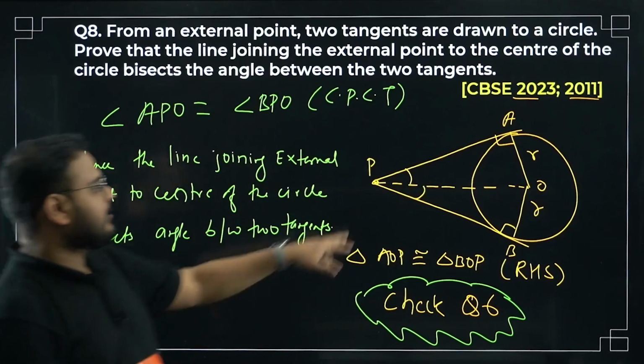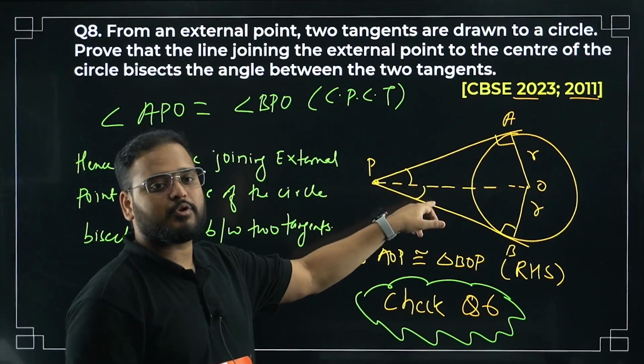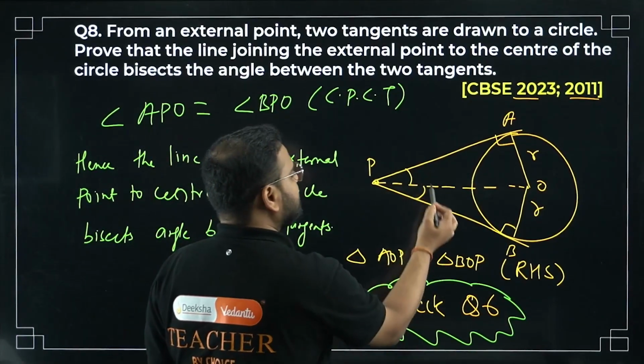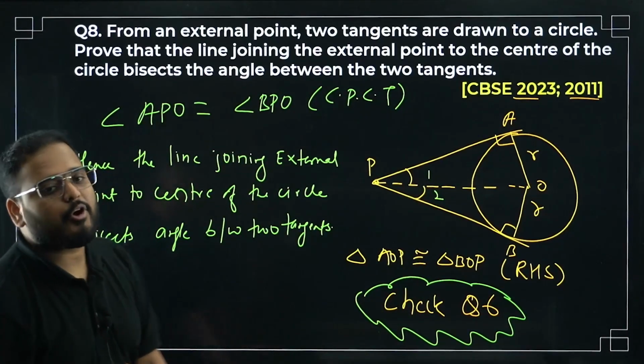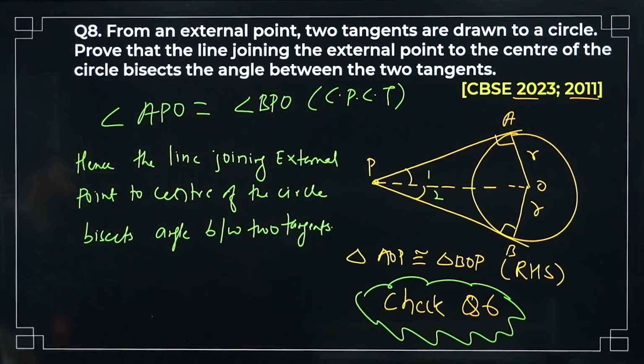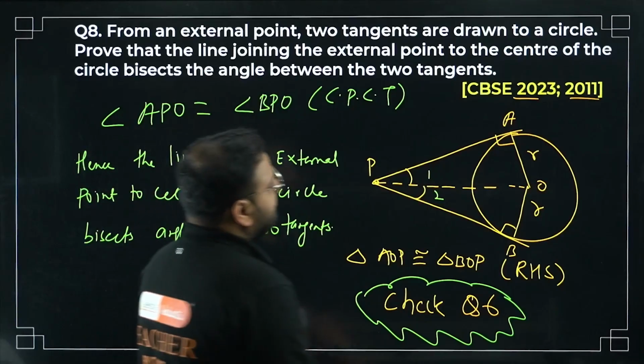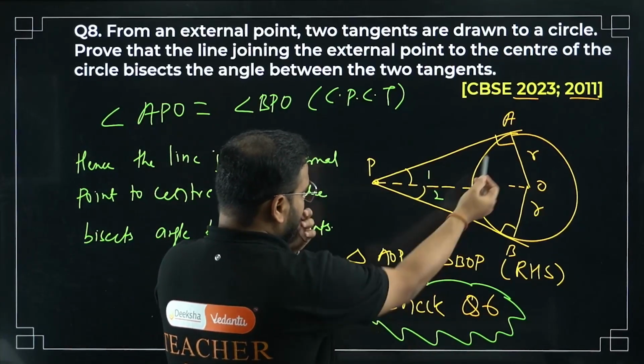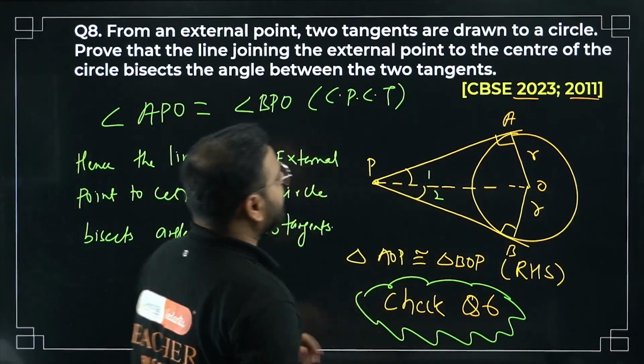This line is bisecting the angle, which means this part is equal to this part. If I call this angle 1 and this angle 2, they're saying angle 1 equals angle 2. We have proved it over here. Please check. So this is the to-prove part: angle APO and angle BPO are equal.